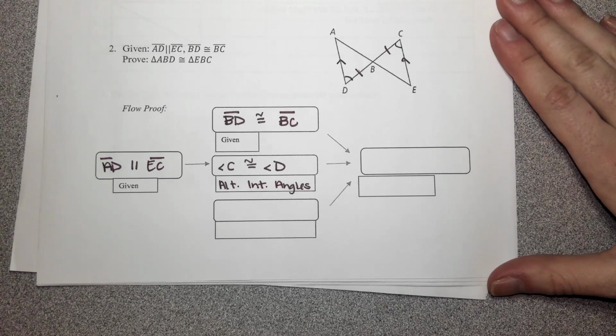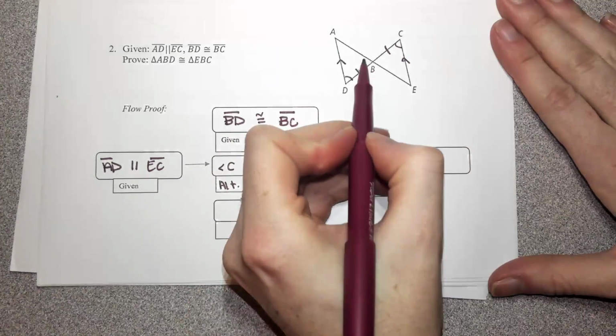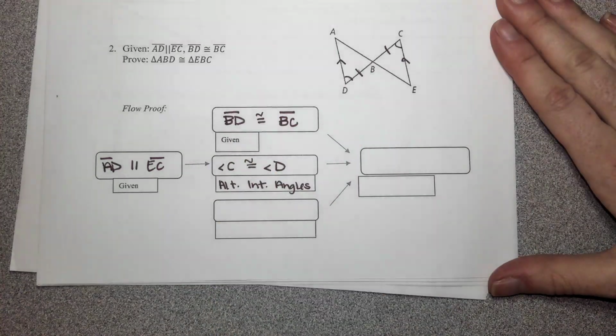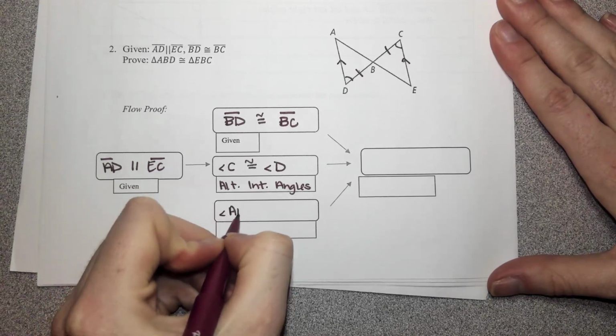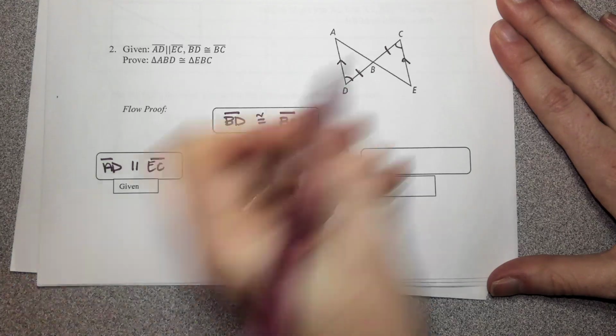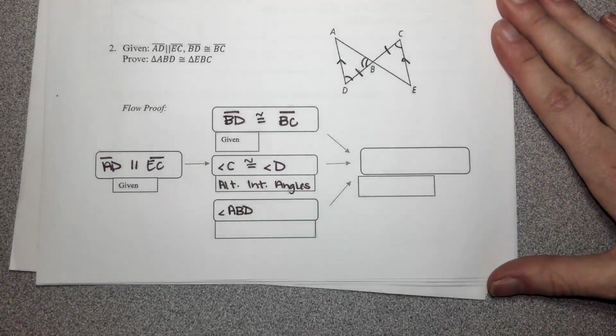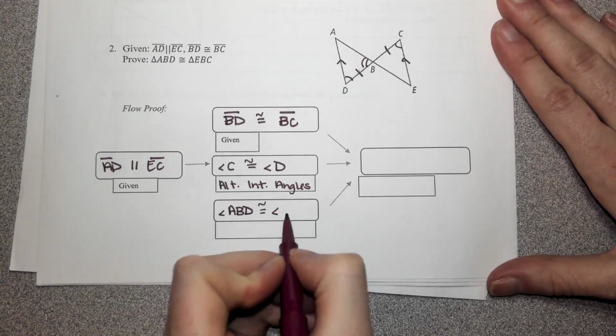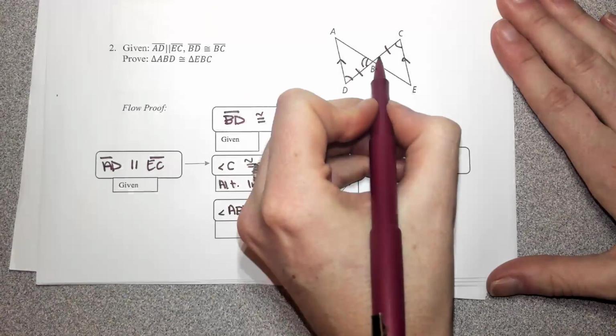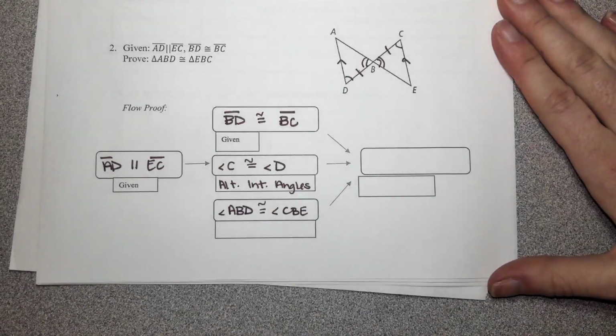Vertical. Is it? But what angle B? There's 4 different angle Bs. There's this angle B, this one, this one, this one. Angle ABD and CBE. All right. So angle ABD, that's the inside of this one, is congruent to angle CBE, which is this side. By what reason? Vertical angles.